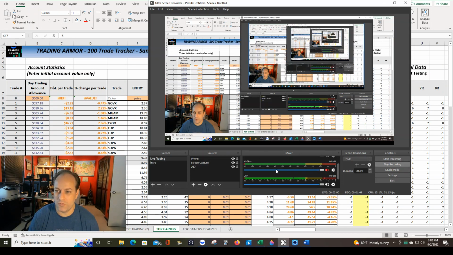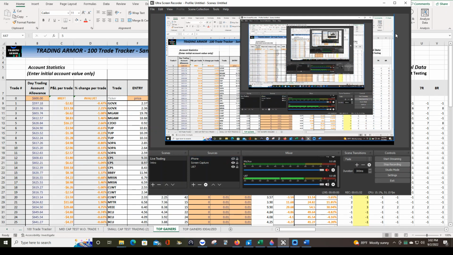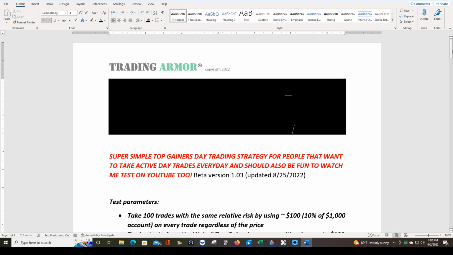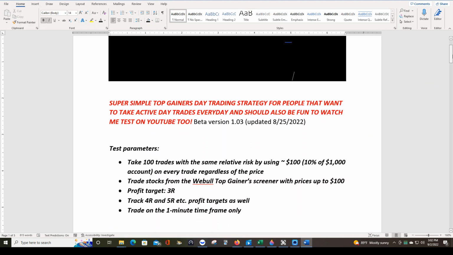So let me just remove myself from the screen so that we can focus on all of the data. I'll also show you a little bit of the trading plan here so you know what we're doing. I also have a Top Gainers playlist that shows every single trade on the spreadsheet, and that's every trade I've taken with this plan. This is a little bit of the trading plan. It shows you the test parameters so you know what we're doing.